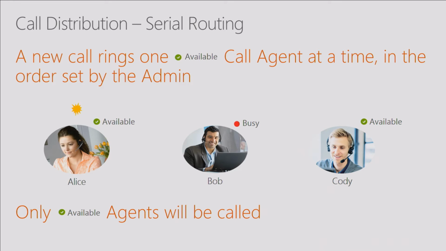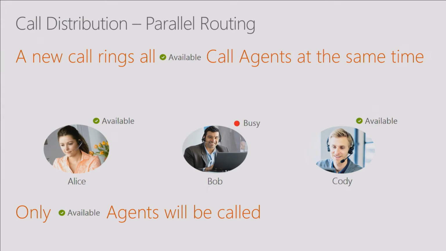In this sense, a call comes in, reaches the head of the queue. It calls Alice first. And Alice is available, so the call comes to her. Alice might or might not handle the call. She might dismiss the call. So what happens is that the call moves on to Cody because he is down the list, but it bypasses Bob because Bob set himself to busy. He's a busy guy.